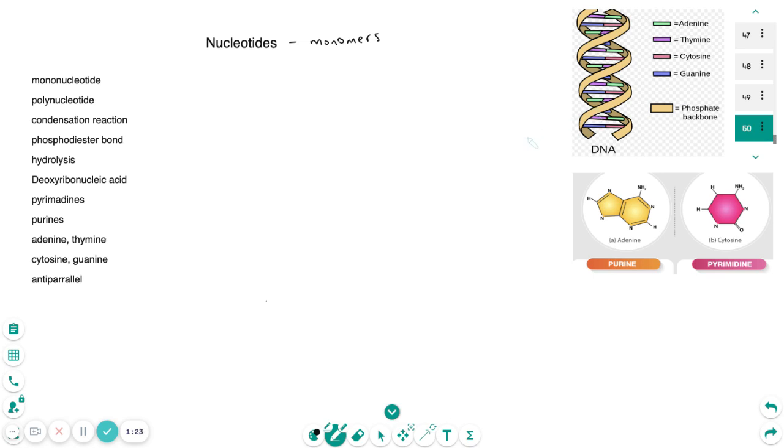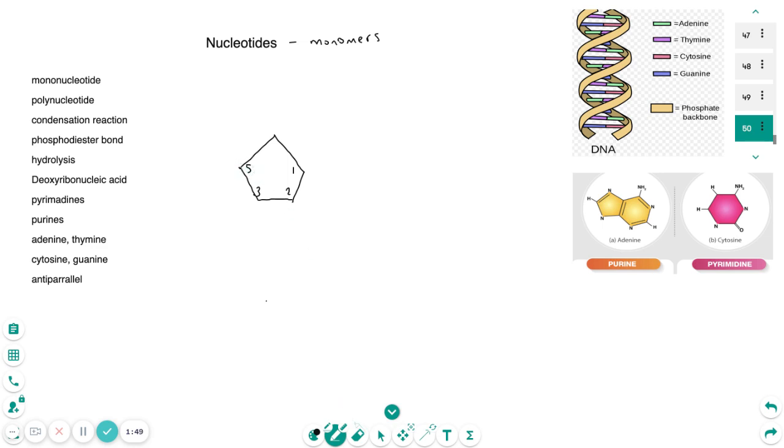So we're going to look at just the building blocks that make it up and how they bond together. So a nucleotide is made up of three parts. So it's got a pentose sugar. So you've looked at hexose sugars already. We looked at glucose. This is hexose with 6 carbons. So pentose, it's only 5 carbons.